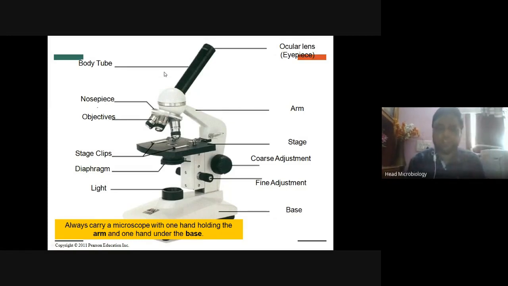I told you the body tube is this hollow tube, which is of fixed size. On one side the ocular lenses are attached, and on the other side the objectives are attached, but with the help of the nose piece, not directly, because you need to change the objective pieces. Generally there are three objective pieces. One is called screening, the second is magnifying, and the third is oil immersion.